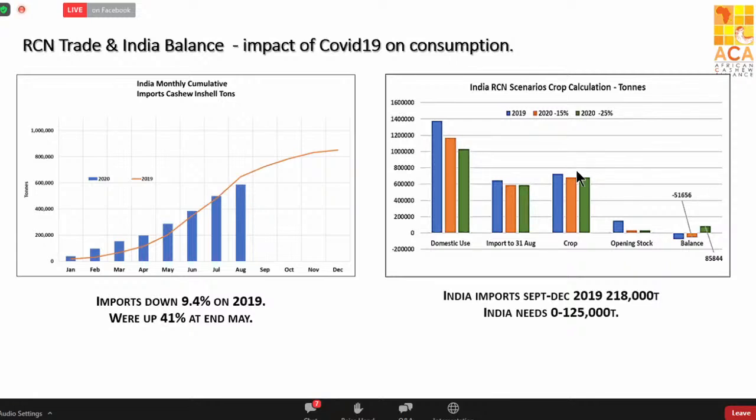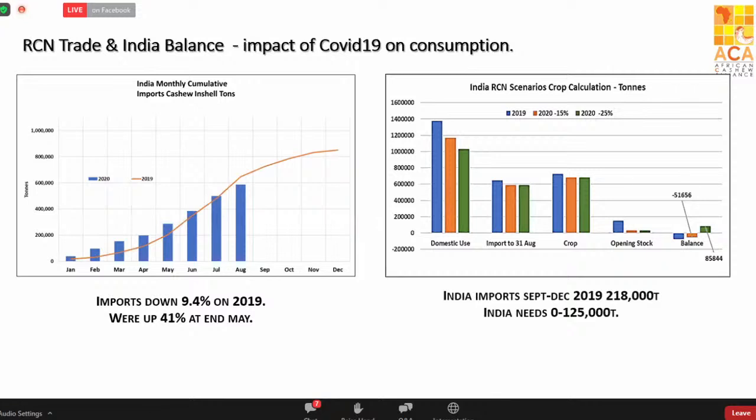So if we look at India, I ran just two simple scenarios, that demand would be down by 15%, or that demand was down by 25%. In both cases, India's need is relatively modest. Clearly, if demand is down by 25%, India probably doesn't actually need to buy any more material in terms of tons, although you would always expect Indian buyers to look to Tanzania for some high quality raw nuts. I think that Indian imports in 2020 will be down.